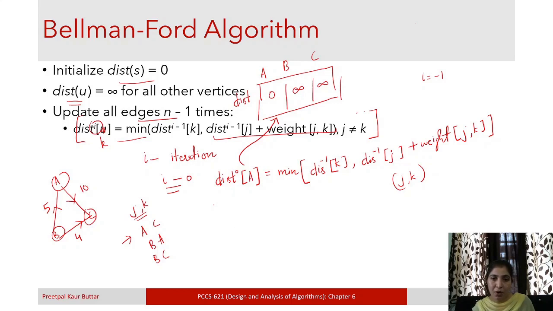It will be the minimum of the distance of A and the distance of... okay, if we are talking about this vertex, then k must be C, right? Here we are updating the distance of a destination vertex. So the previous distance of C and the previous distance of A, comma, the weight which is connecting this A to C. Okay, so this is the inductive formulation.